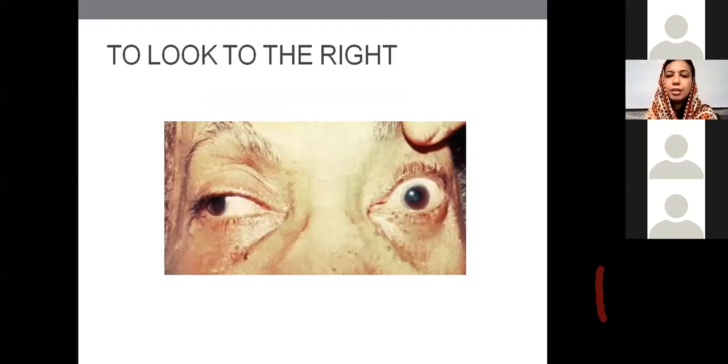Now, this is one of the pictures. The command is to look towards the right. So you can appreciate that the right eye is looking towards the right side, and the left eye is unable to adduct, right? So what's the problem here? This is a left third nerve palsy. This is dysfunction of the medial rectus, right? It's not able to adduct the eye.